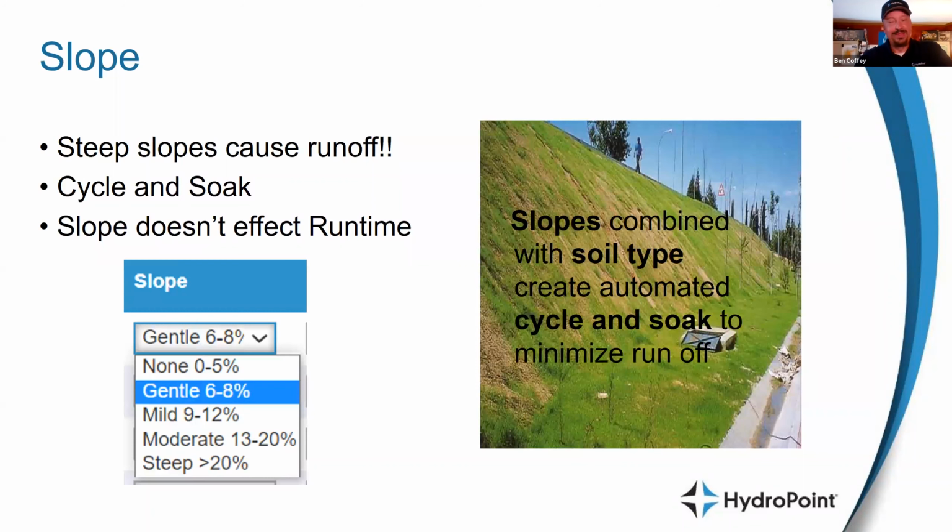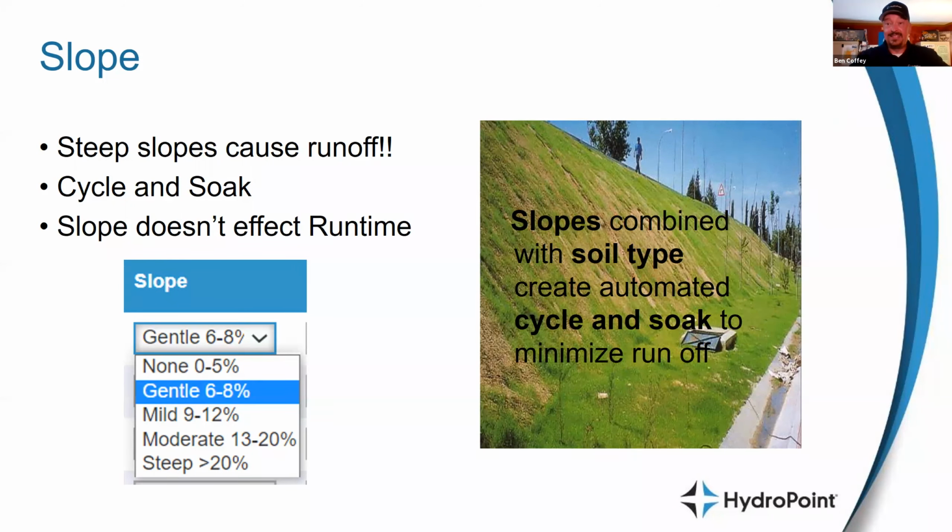And then slope. This is my favorite one in this conversation because slope really highlights that smart cycle. The slope setting affects only the cycle and soak of a station. It never adjusts the total runtime. But we want to identify the steepest slope on our station so we don't send water where we don't want it to go. We want to only deliver as much water as that station can absorb.